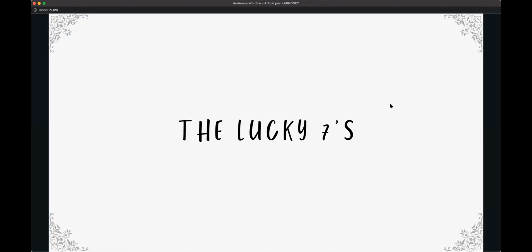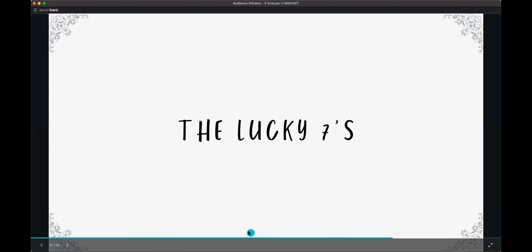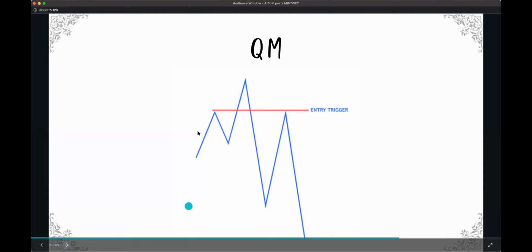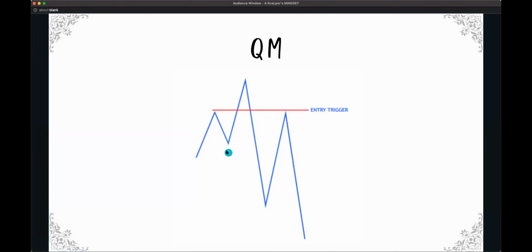And the first setup that we're going to go over, I believe everybody should know this, is a QM, right? Which is basically a head and shoulders pattern. It's just a little bit more slanted. Okay, so QM: high, low, higher high, lower low.